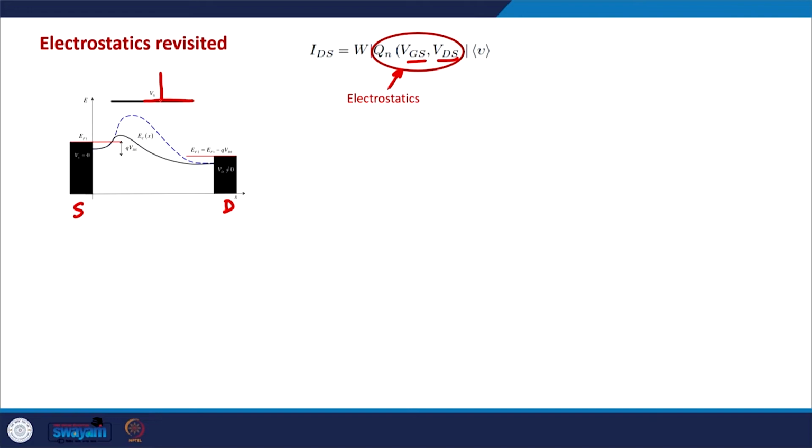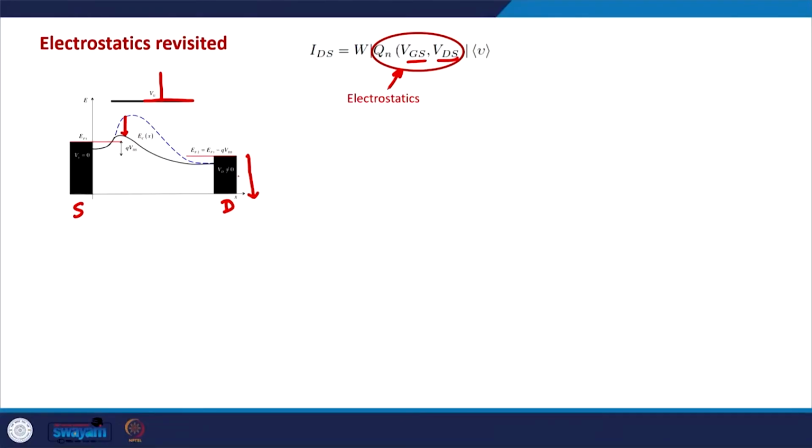So what does the gate terminal do? The gate terminal essentially lowers the barrier. So the barrier height depends on the gate terminal. And what does the drain terminal do? The drain terminal essentially brings down the Fermi level of the drain side, which essentially allows a net flow of electrons from the source to the drain. So that way we have properly well defined functions of the gate and the drain terminals.